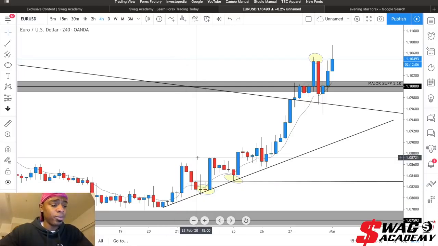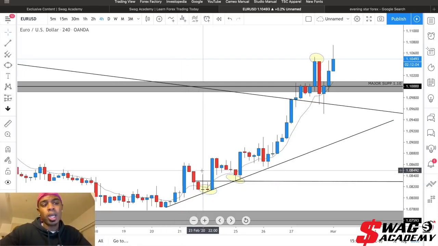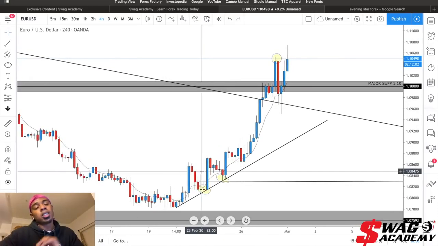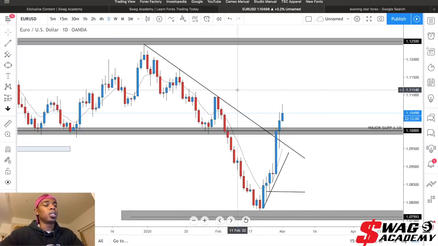Whenever price is above it, it's going up. Whenever price is below it, it's going down. Simple as that. Lastly, Fibonacci. The last thing for technical analysis, Fibonacci.